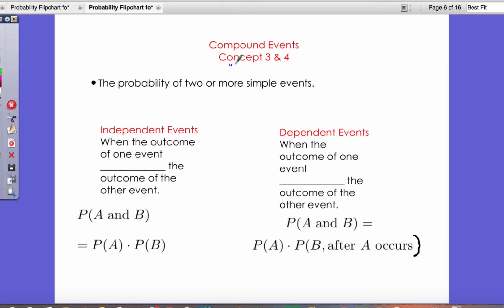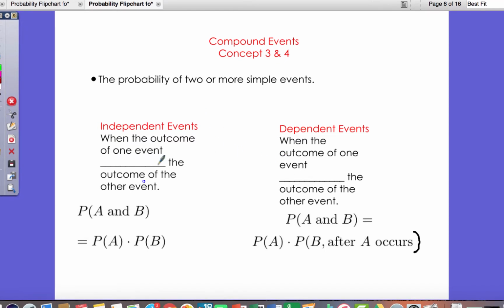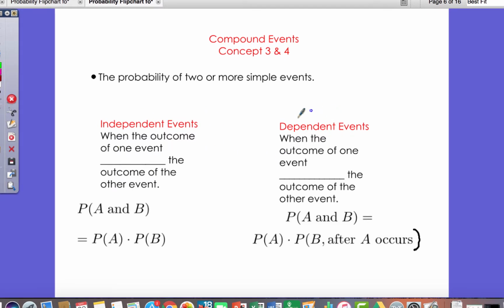This is video concepts 3 and 4. We're going to do concept 3 as independent events, and then in concept 4 we're going to do another video with dependent events. So, independent events. Now we're going to be talking about compound events, more than one, but this is going to be two or more simple events that are going to occur.